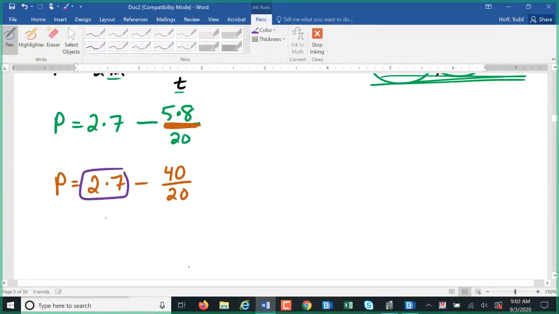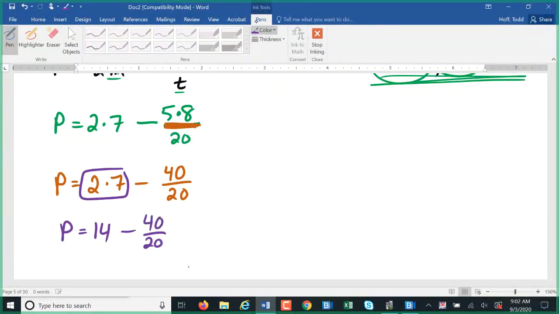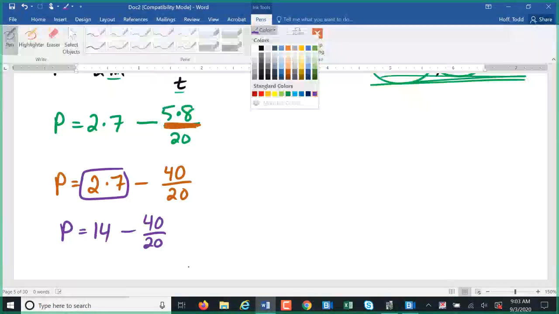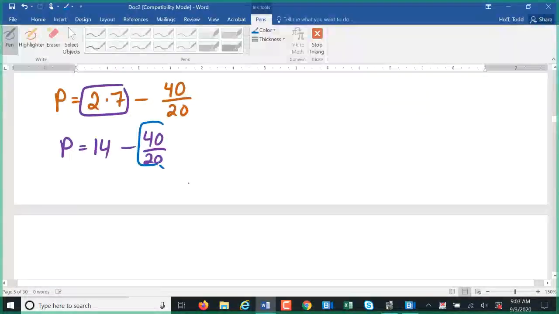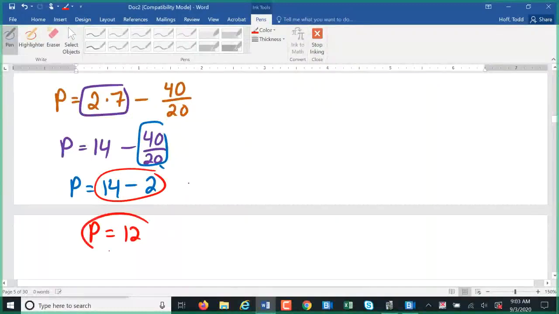2 times 7 is 14. And then I do have the division. 40 divided by 20, which is 2. Of course, then the last thing we have is the 14 minus 2, which is 12. So P equals 12 in that example. Anybody have any questions?